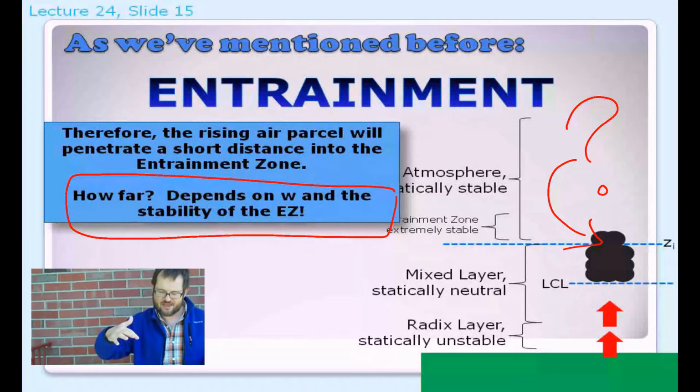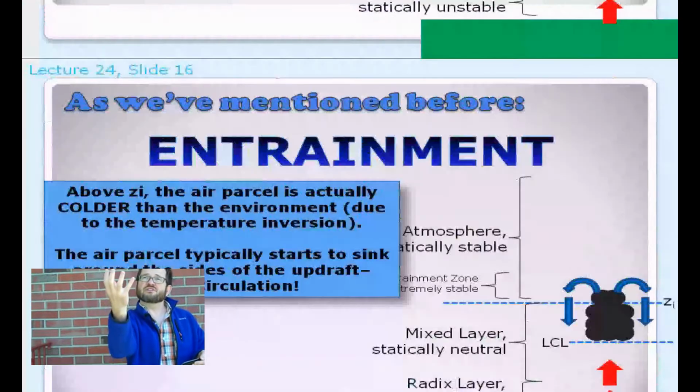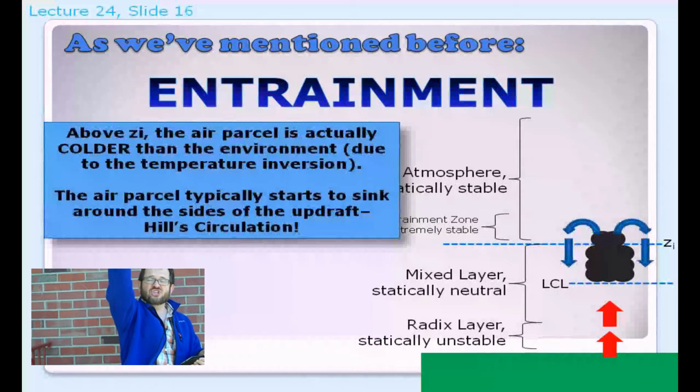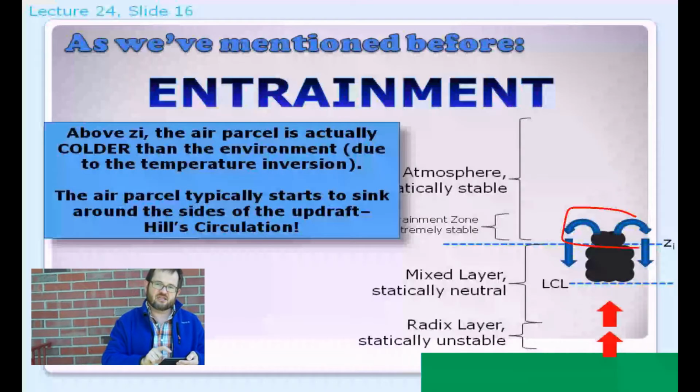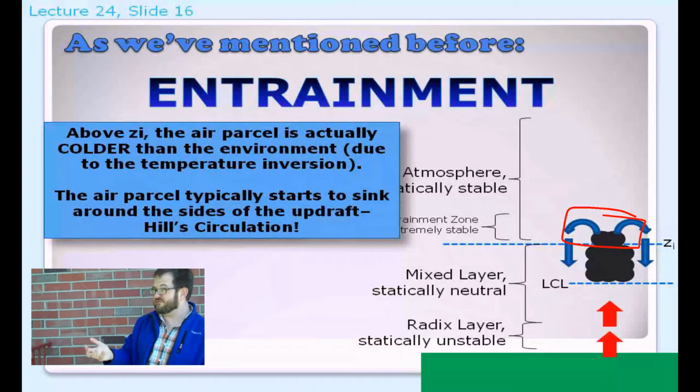But right now, let's just say it will turn around. Okay, this air parcel that rose from the surface, hit its lifted condensation level, punched through Zi, will make it a little ways into the entrainment zone, at least a few, maybe tens of meters or something, before the stability overcomes its vertical motion, and now the air parcel is cooler than the environment, and it's going to start accelerating downward.